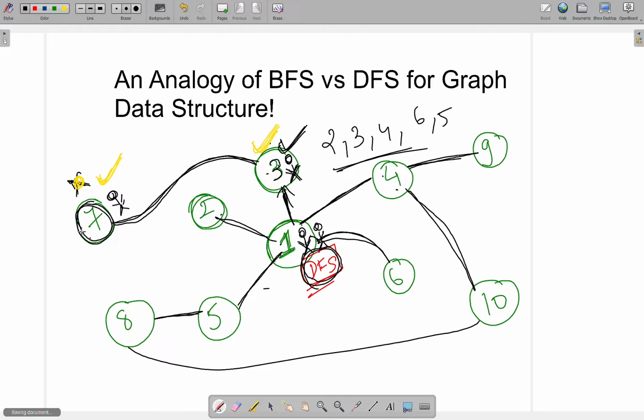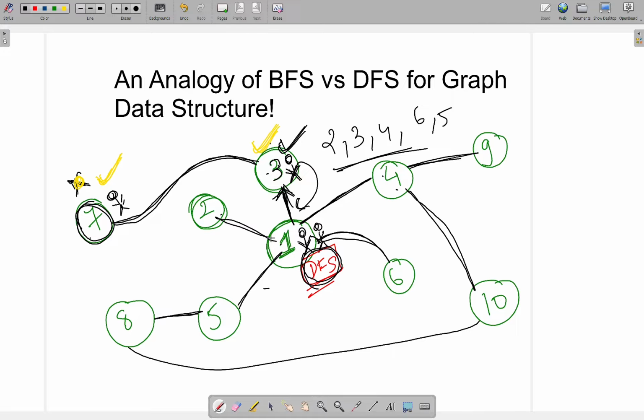Now, when he's in 7, he sees that there are no more cities connected to 7 that are not conquered. Let me go back to where I started from. So DFS goes back to city number 3, and then he goes back from city number 3. He sees that there are no more cities that need to be conquered. He goes back to 1. Now, when he comes back to 1, he sees that this part I have already conquered. There are certain other cities also connected to this particular one, which need to be conquered.